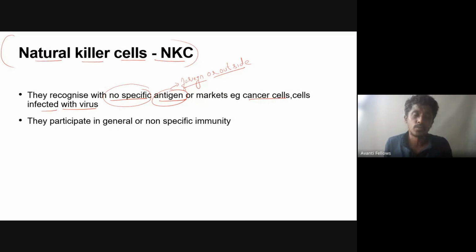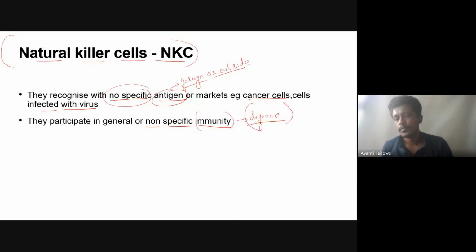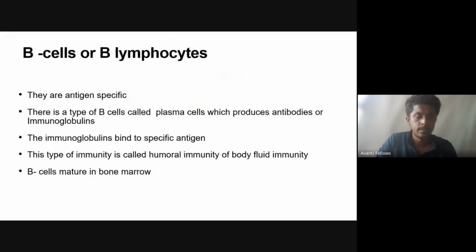Okay, so in general, they participate in non-specific immunity. You know what is non-specific immunity, right? Non-specific means they don't know what they're attacking, but immunity means defense. What is defense? Protection against something that is from outside, like how we said, cancer cells or virus-infected cells. So these are called foreign cells or antigens. Okay, so this is about natural killer cells.